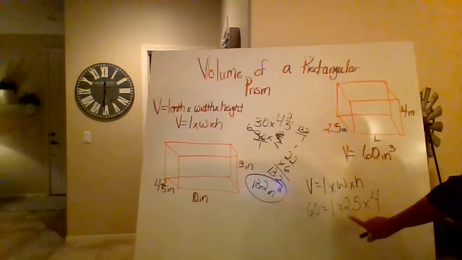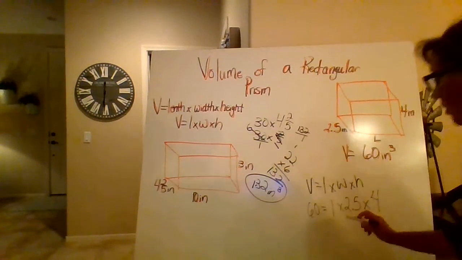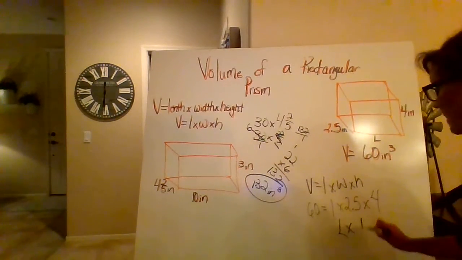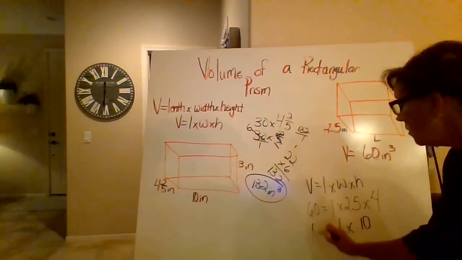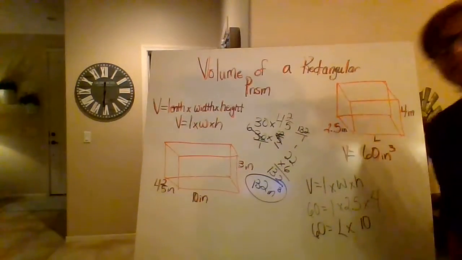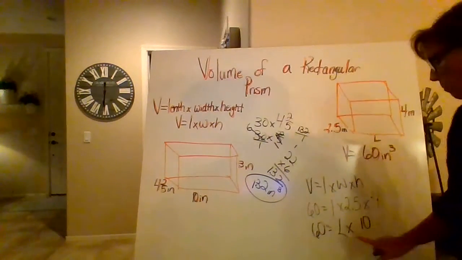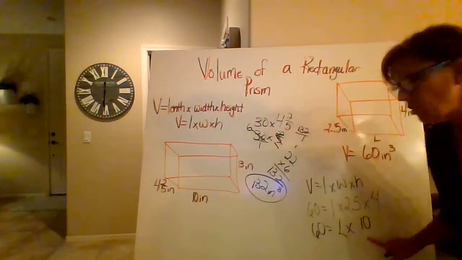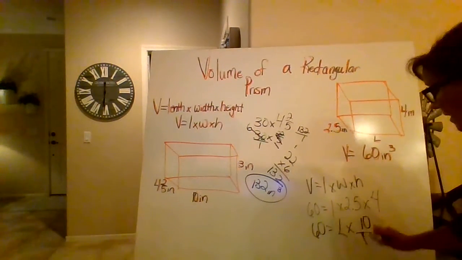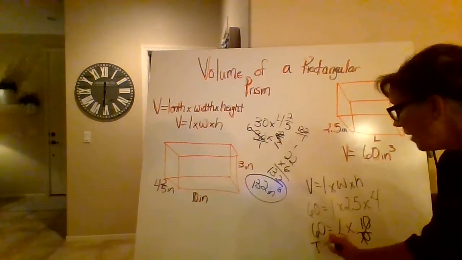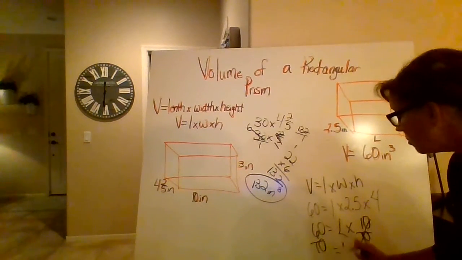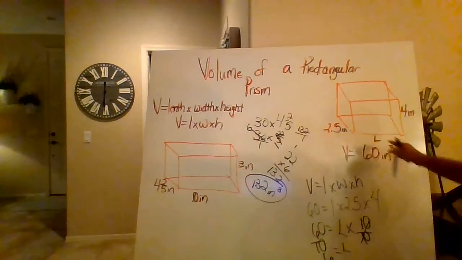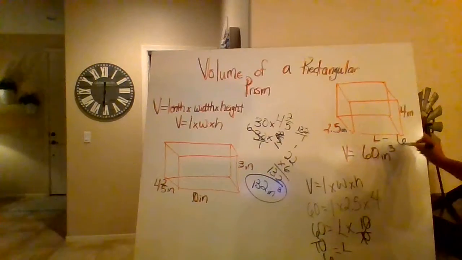So now I have L times 2.5 times 4, and 2.5 times 4 is 10, and it's equal to 60. Remember, this is algebra. If I'm multiplying, what's the opposite of multiplication? Yep, I know you're thinking it, it's division. So I'm going to divide this by 10, that cancels that out. Divide this side by 10, so my length is going to be equal to 6, because 60 divided by 10 is 6. And it's going to be 6 inches.